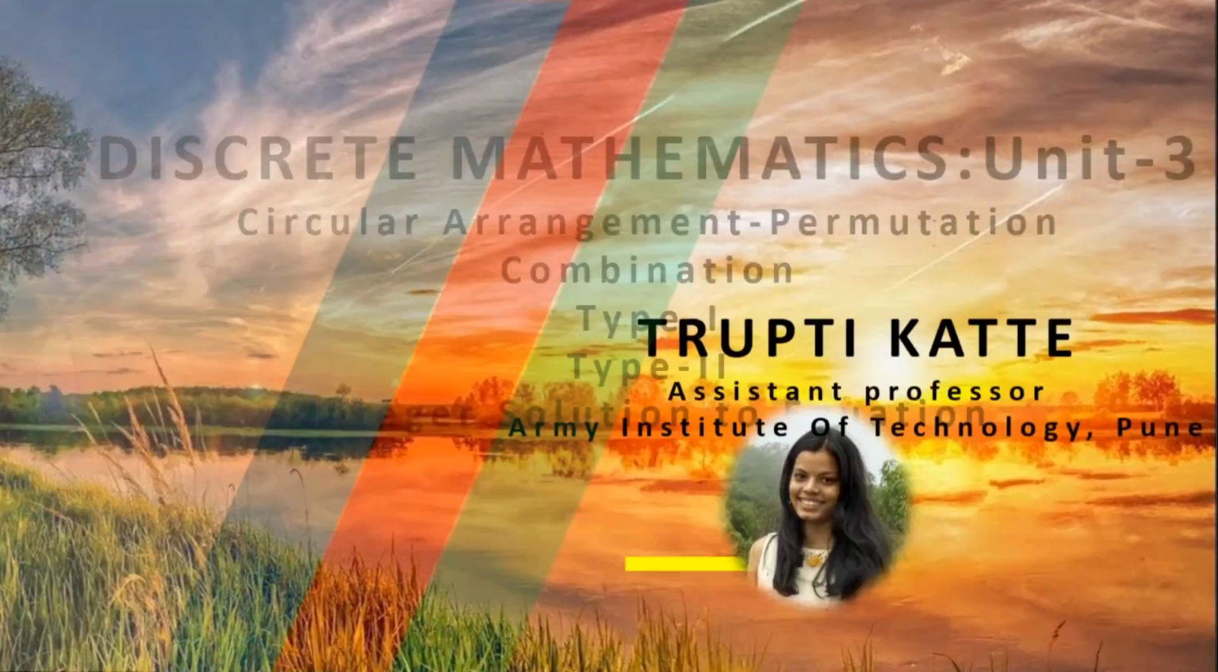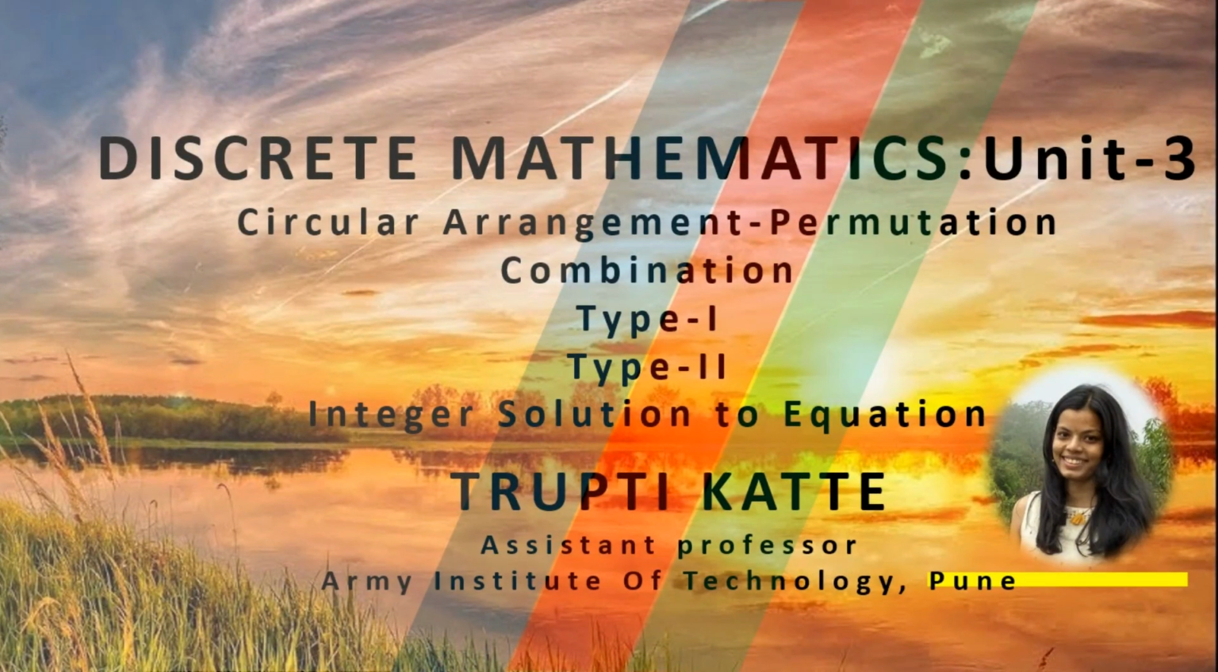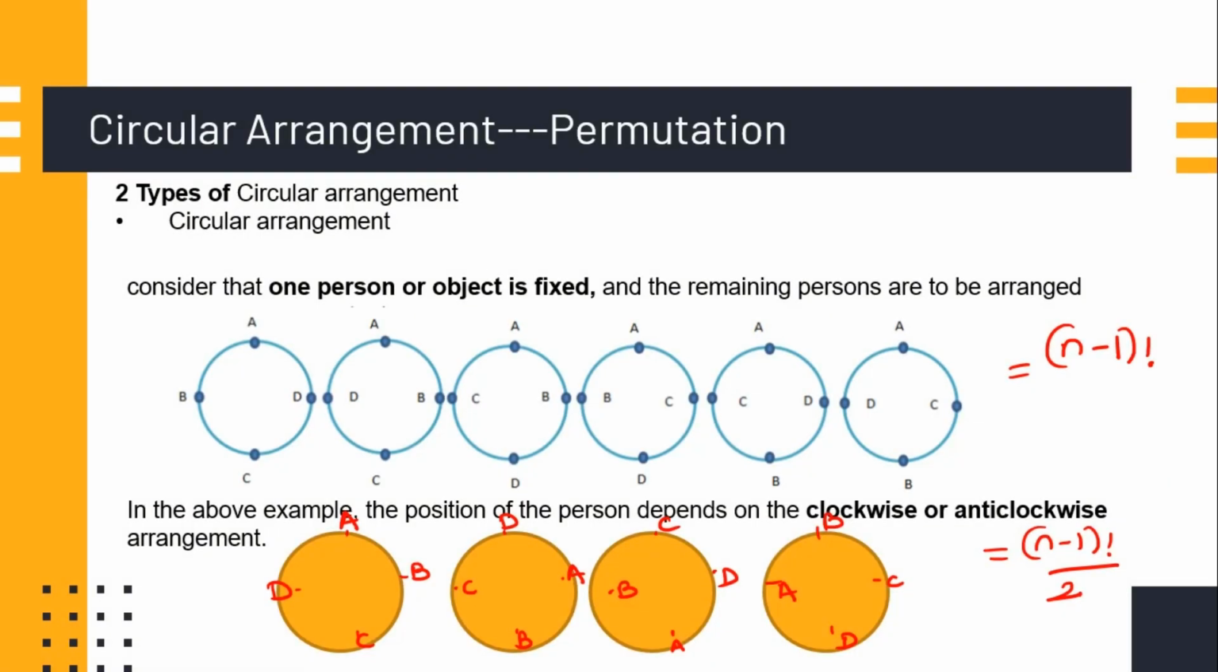In this video, we're going to learn about circular arrangement of permutation, two types of combination, and integer solution to equation. Let's understand what circular arrangement is for permutation. Permutation is just the arrangement.